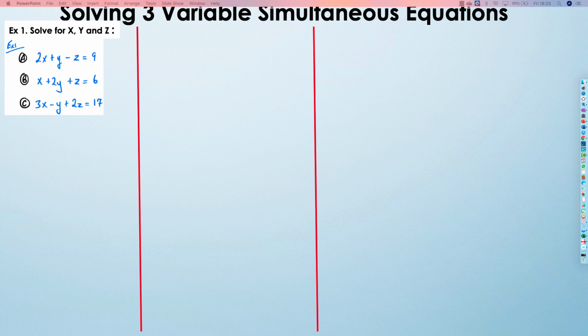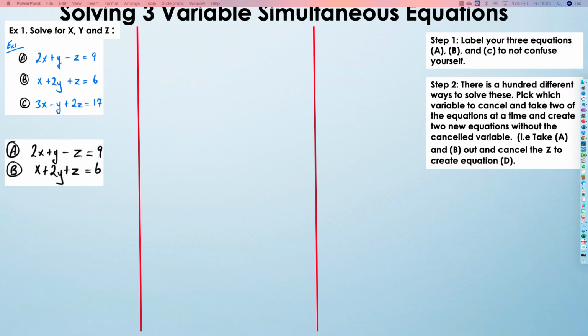Louis was also right in saying he could have cancelled the y's, i.e. you could pick this one and cancel the y's. Is that right? But they did not straight away. It's all about making the right decision at the beginning, so you have less work to do. So what I did is I picked A and B, cancelled my z's, x and 2x and x is 3x, y and 2y is 3y, 9 and 6 is 15.